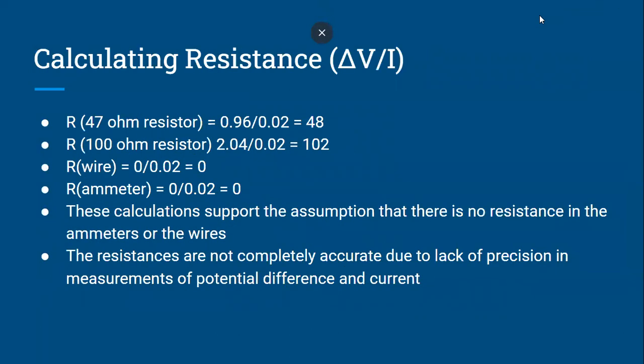And then we also calculated resistance in several spots. Our calculated resistance was 48 for the 47 ohm resistor and 102 for the 100 ohm resistor. And then as expected, it was 0 for the wire and ammeter. So these calculations were pretty close to the realistic numbers. And they also support the assumption that there's no resistance in the ammeters or the wires. And of course, they're not completely accurate due to the lack of precision in the measurements of potential difference and current.